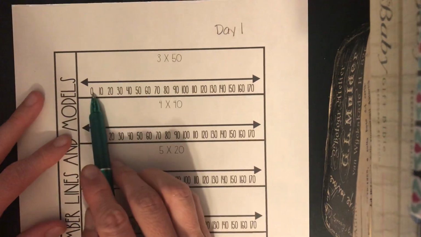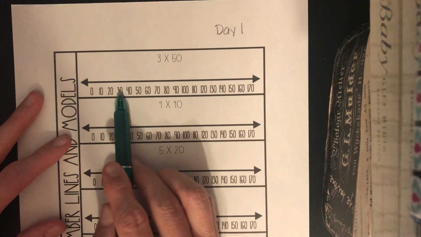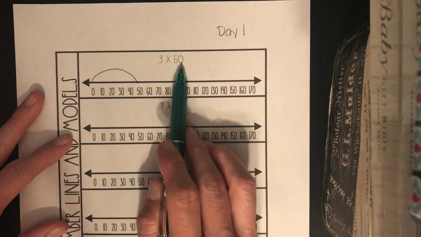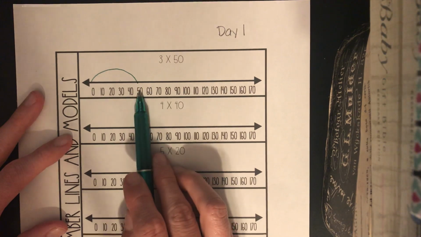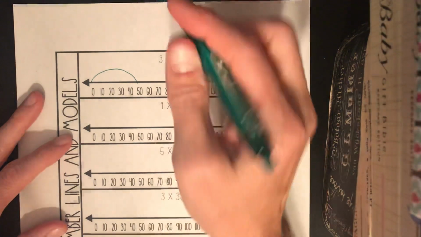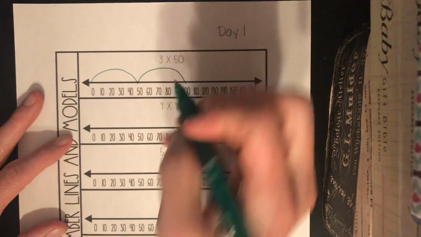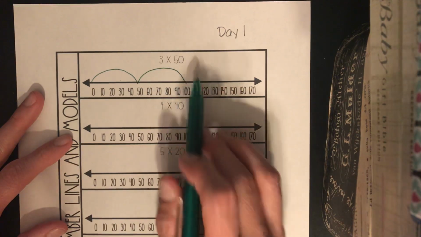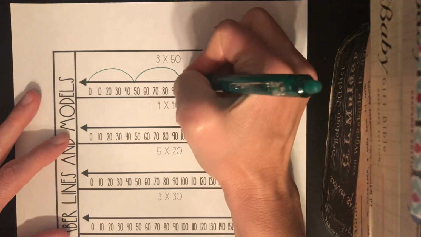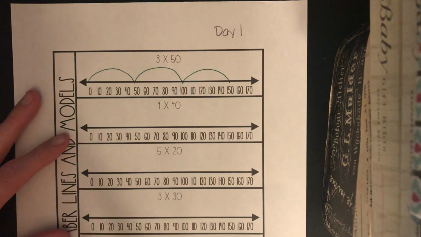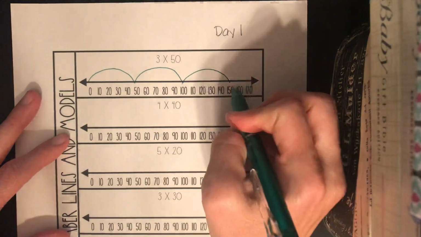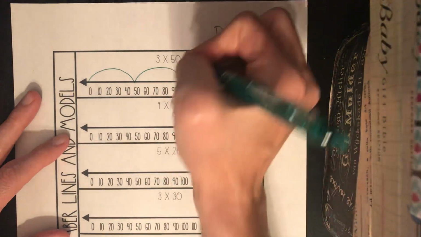Okay, so I'm going to come down here. 10, 20, 30, 40, 50. There's 1. I've got to do 3 jumps of 50. So I start on the next number because I can't start there. That's where I landed. I've got to jump. 10, 20, 30, 40, 50. That's 1, 2 jumps. I've got to do 3 jumps of 50. I can't start here. I've got to jump. 10, 20, 30, 40, 50. So that gives me 3 jumps of 50. So my answer would be 150.